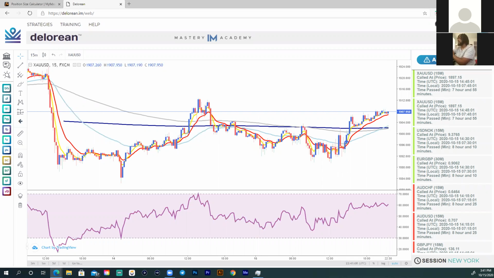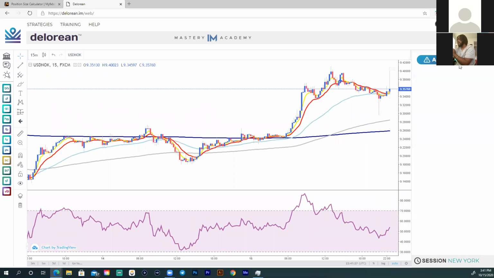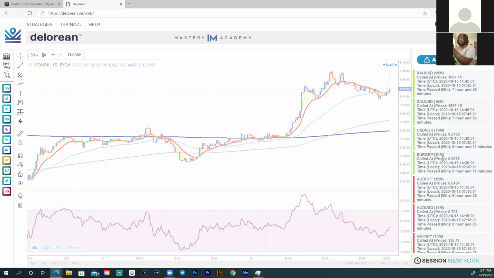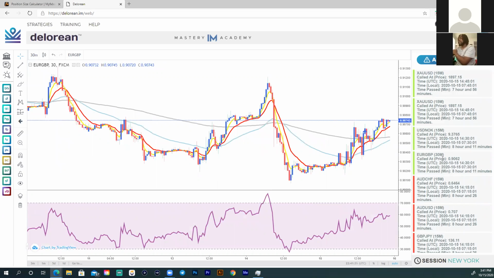What do you have here? You have the alert panel. This will tell you what pairs it is calling out. Okay. So right now, about 8 hours ago, they called gold for a trade. It was down here, went for a buy. Gold again. This is the exotic. So this is the alert panel. They'll tell you whether they're looking for a buy or whether you're looking for a sell.